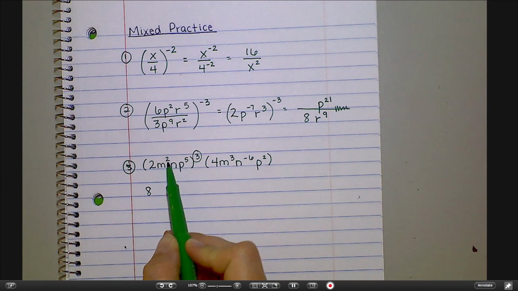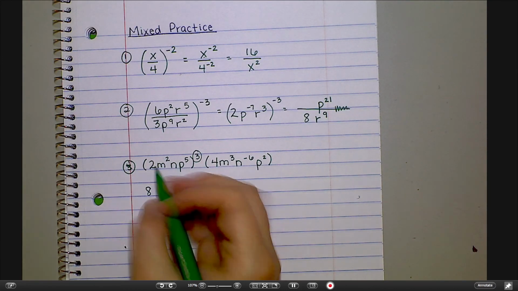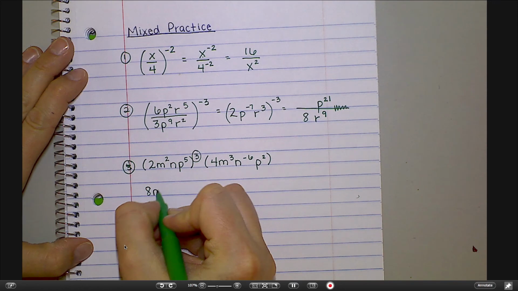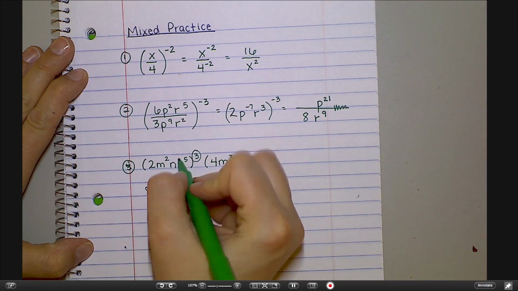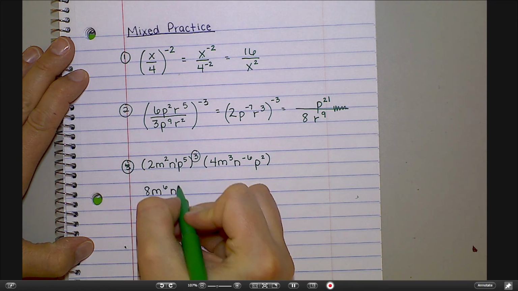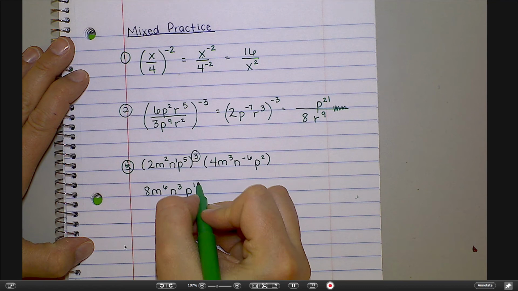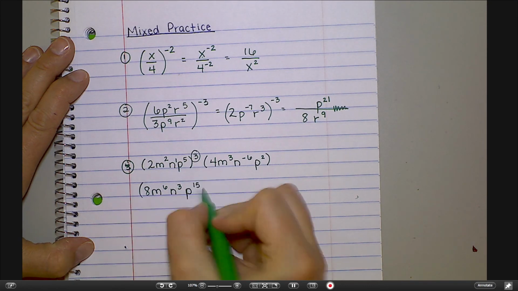I'm going to go down here for these. My powers, I'm going to multiply. So 2 times 3 is 6. This becomes m to the 6. That n right now has a 1 on it, so 1 times 3 is 3. And 5 times 3 is 15, so this becomes p to the 15. So that's just the first bracket.